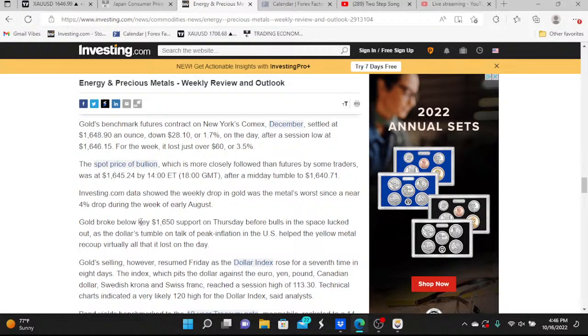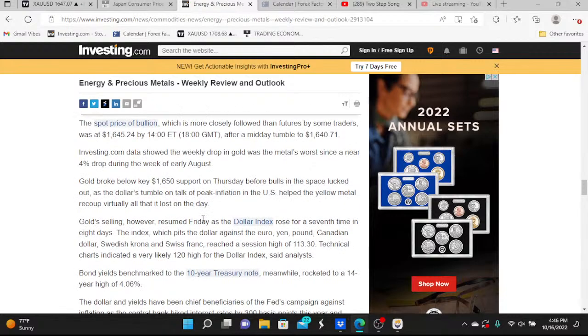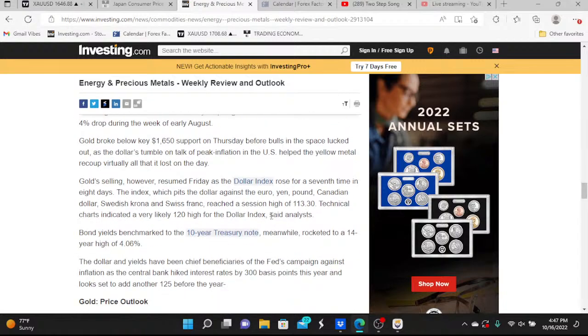Wow. Investing.com's data showed the weekly drop in gold was the metal's worst since a near 4% drop during the week of early August. Hmm. Gold broke below key 1650 support on Thursday before bulls in the space lucked out as the dollar tumbled on talk of peak inflation in the United States, helping the yellow metal recoup virtually all of its loss on the day. Gold selling, however, resumed Friday as the dollar index rose for a seventh time in 8 days.